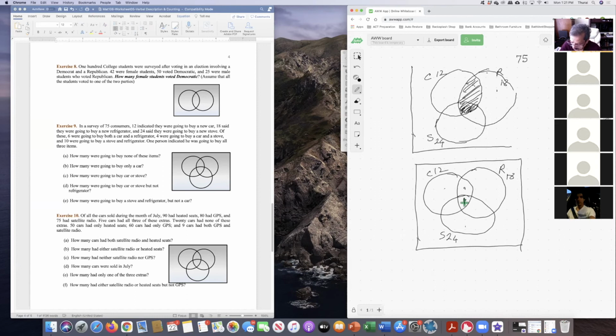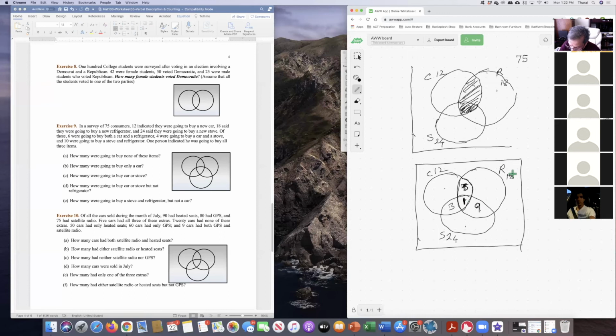Now we can go back to the other numbers. This whole thing is equal to 6. So what's the number for this part? 5. Because this one has to be subtracted from that. Okay, going back to C intersection S, cars and stove. How many people are buying car and stove? 4 are going to buy car and stove. So what number goes here? 3. And refrigerator and stove, 10 people will buy refrigerator and stove. So how many are going to go in this section? 9.